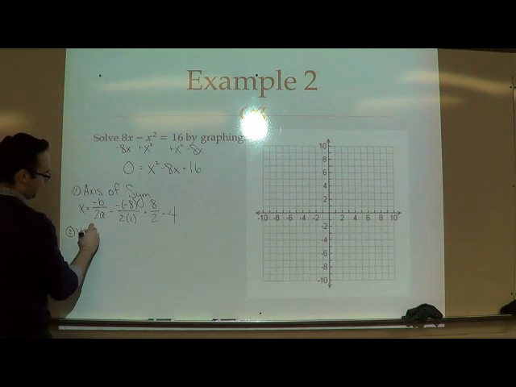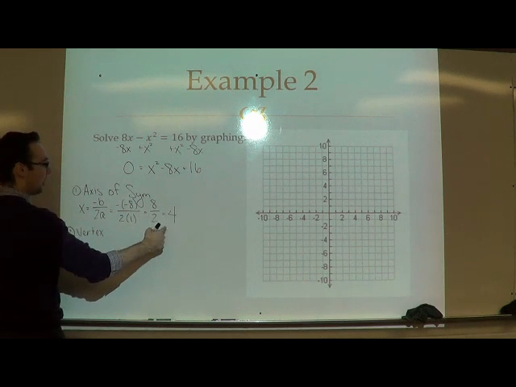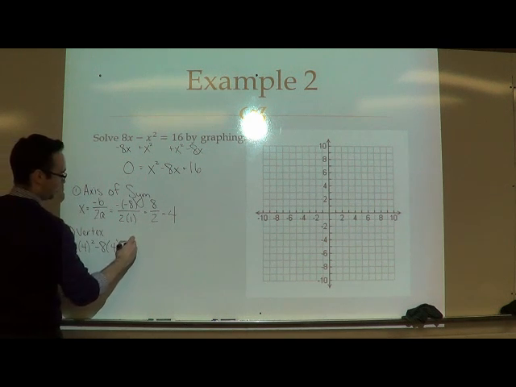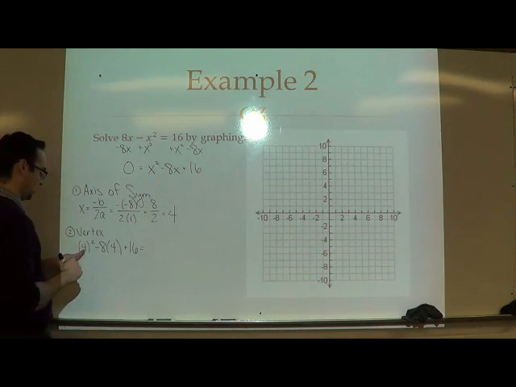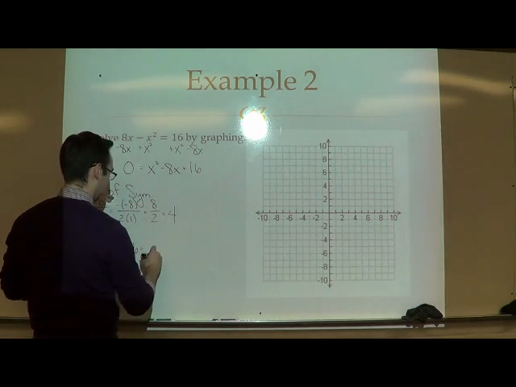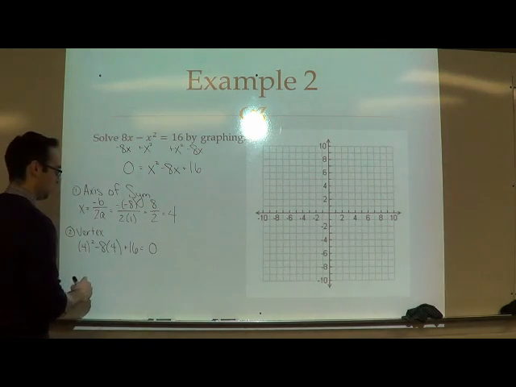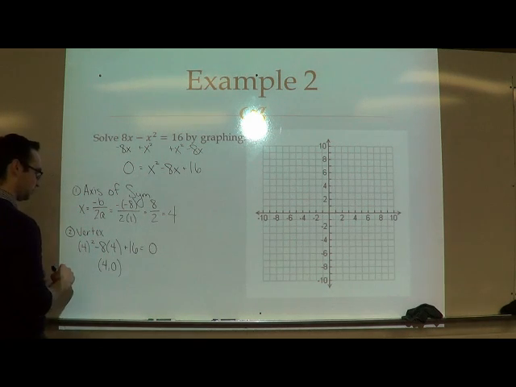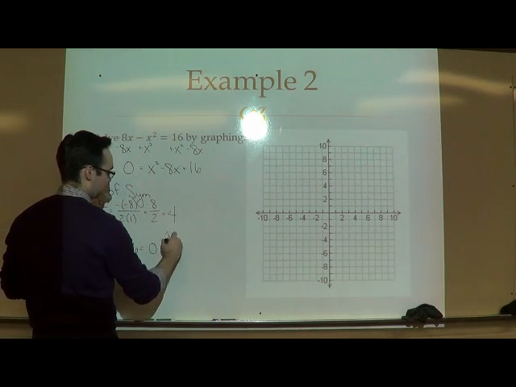Step 2 is our vertex. Plug in this value. So we're going to have 4 squared minus 8 times 4 plus 16. So we get 16 minus 32 is -16 plus 16 is 0. So then my vertex is at 4, 0.